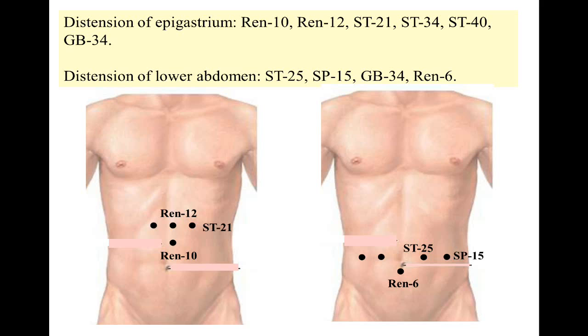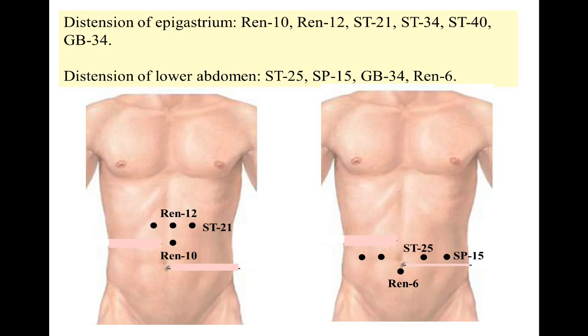Why REN 10? Because REN 10 stimulates the descending of stomach Qi. And in very many digestive problems of the middle burner, the stomach Qi is not descending or is rebelling upwards. So it's a very important thing to do, to stimulate the descending of stomach Qi with REN 10. And stomach 21, I use it as a general point for most stomach patterns, both full or empty.